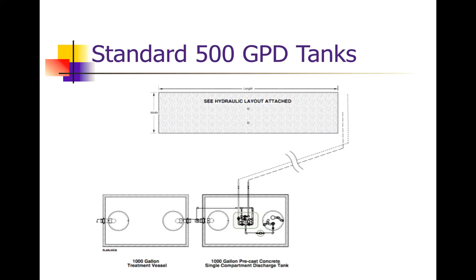Our tankage with a standard 500 gallon a day system is going to be a minimum of a 1,000 gallon treatment vessel. We'll talk a little bit more about that criteria, and a 1,000 gallon dosing tank. We do utilize the reverse flush headworks. That's similar with the low flow system, and then the Oscar drain field in addition to that.